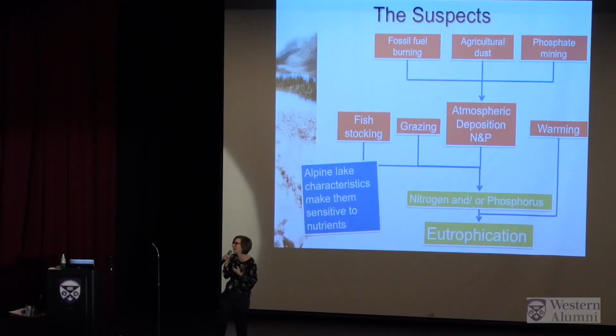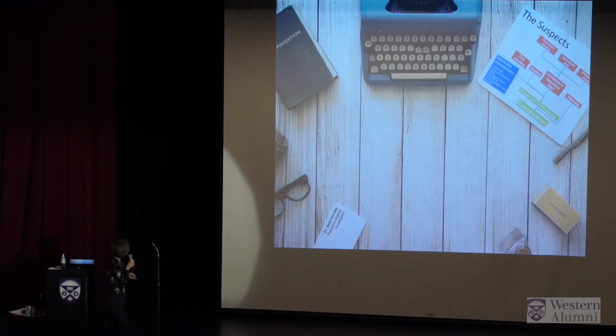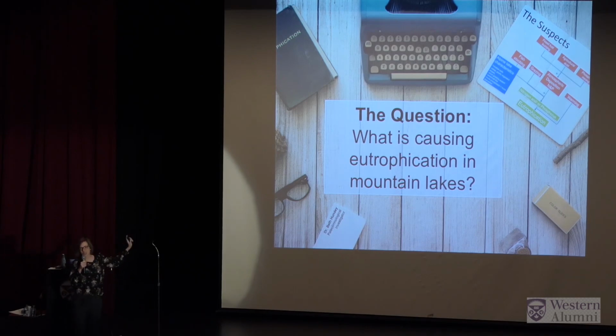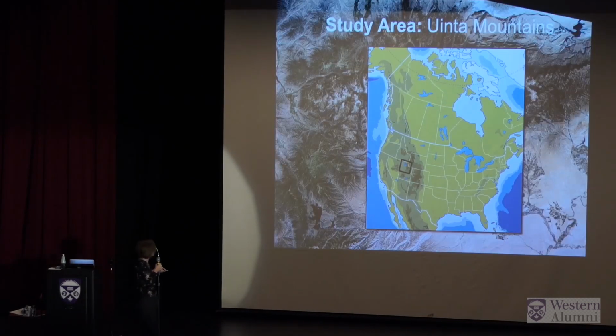Okay, so I'm going to rename this slide actually and call it the suspects. So these are what we were researching to try and figure out what is causing eutrophication in mountain lakes. So I went to my desk, which looks like this. I got out my pamphlet with the suspects, and I asked the question, what is causing eutrophication in mountain lakes? There's actually a pine cone on this desk, which is a very important tool.